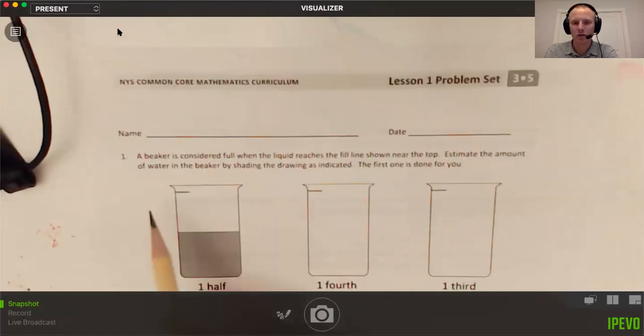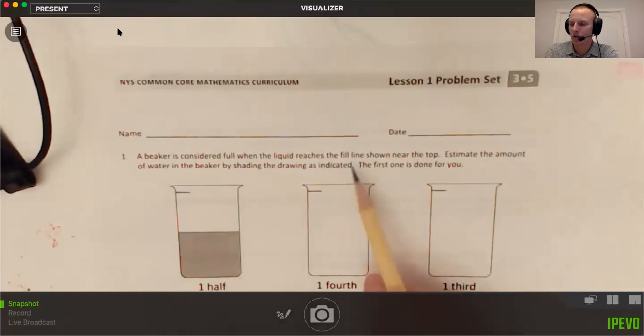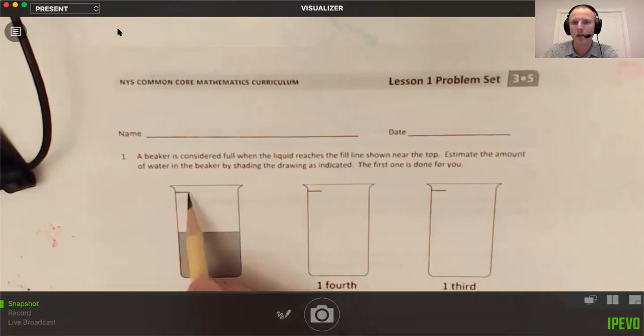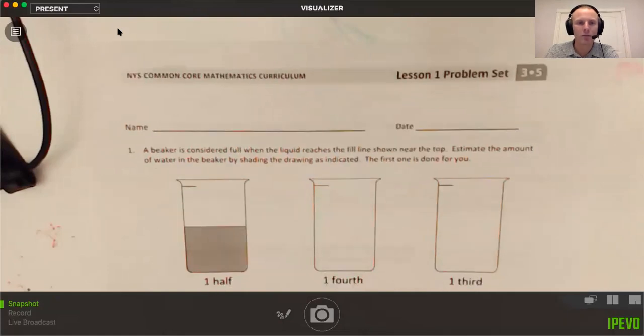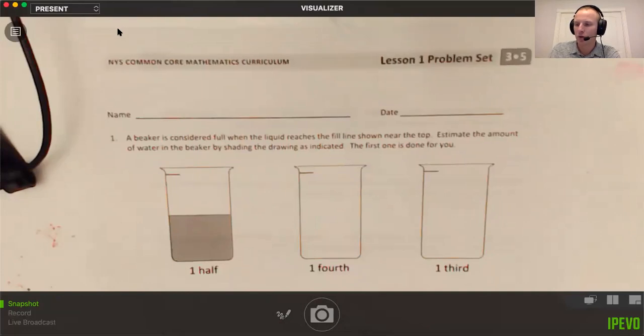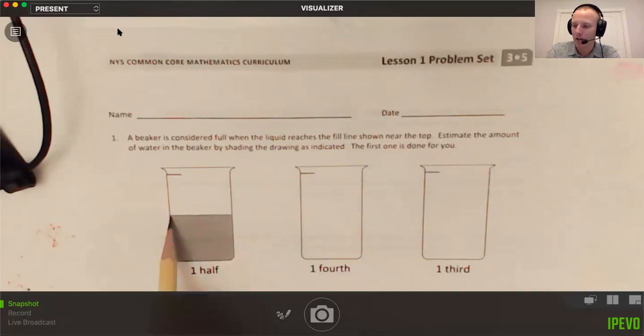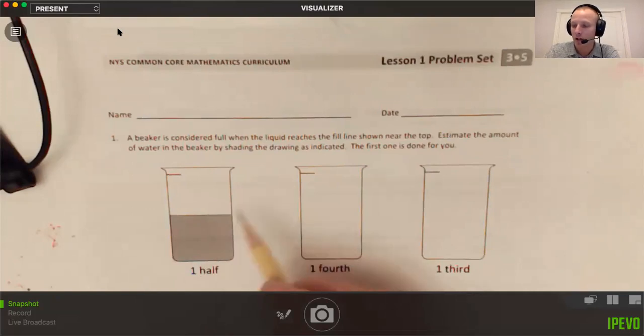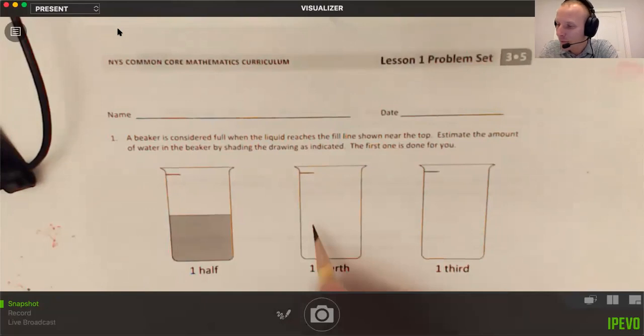So a beaker, like a container, is considered full when the liquid reaches the fill line shown near the top. So that line right there. Estimate the amount of water in the beaker by shading and drawing as indicated. So the first one's done for you. 1/2 means they split this into 2 parts because halves are 2 parts, and 1/2 is full and 1/2 is empty. So fourths, I would start by drawing a half.